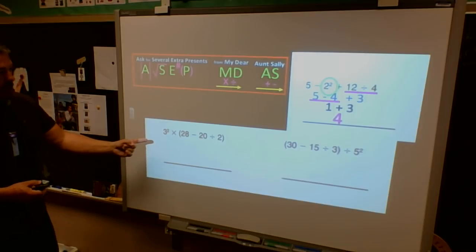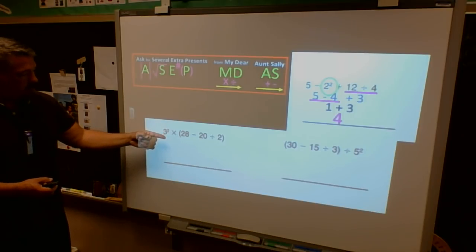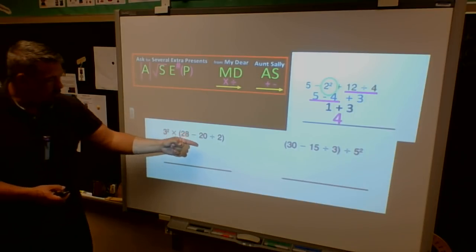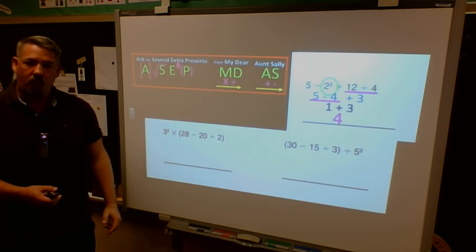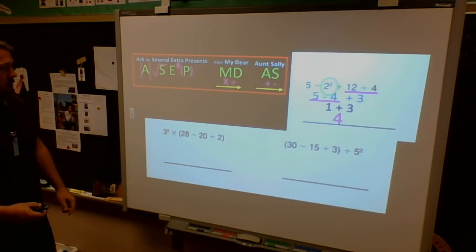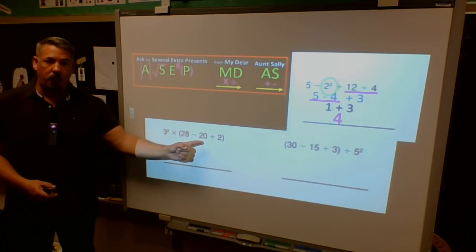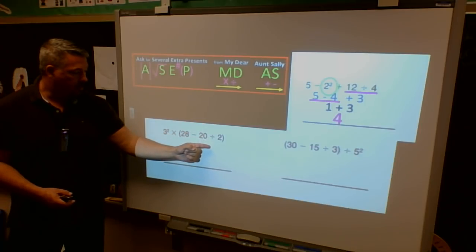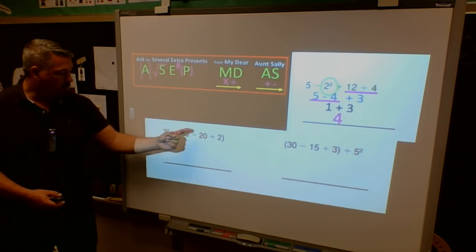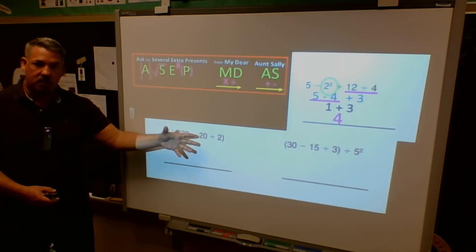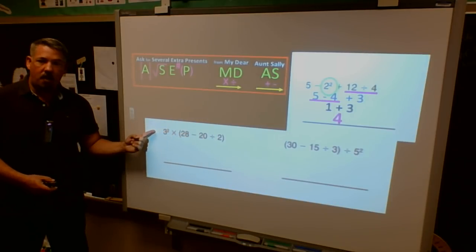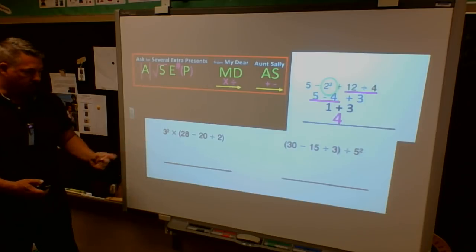When I go down to this example, then I have 3 squared times 28 minus 20 divided by 2 in parentheses. Well, where do I have to start? Well, I could start in my parentheses, and I could start with division, and then I could do my subtraction because that's all inside of parentheses. Then I can multiply by my exponent and solve for my exponent.